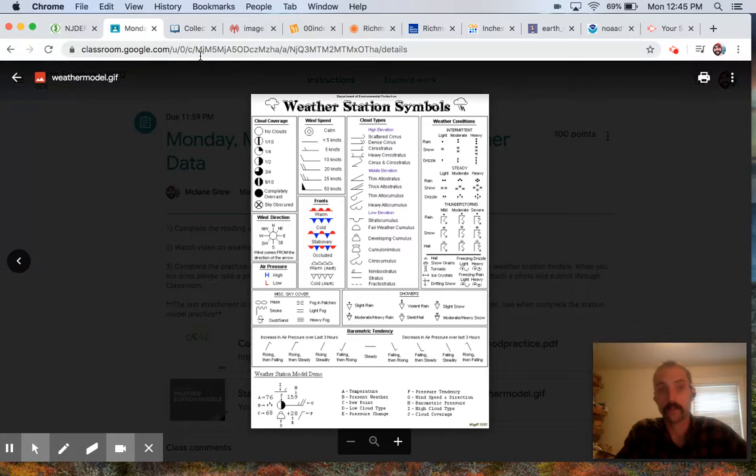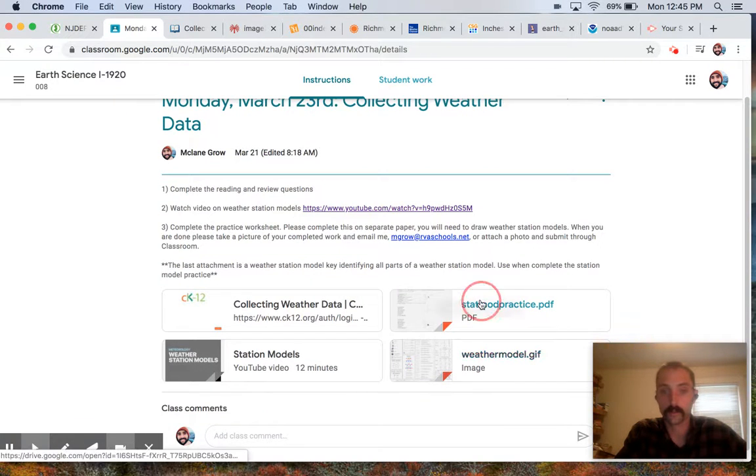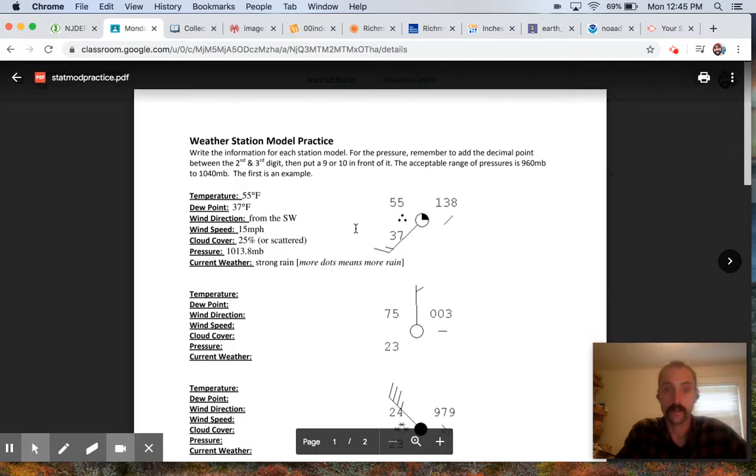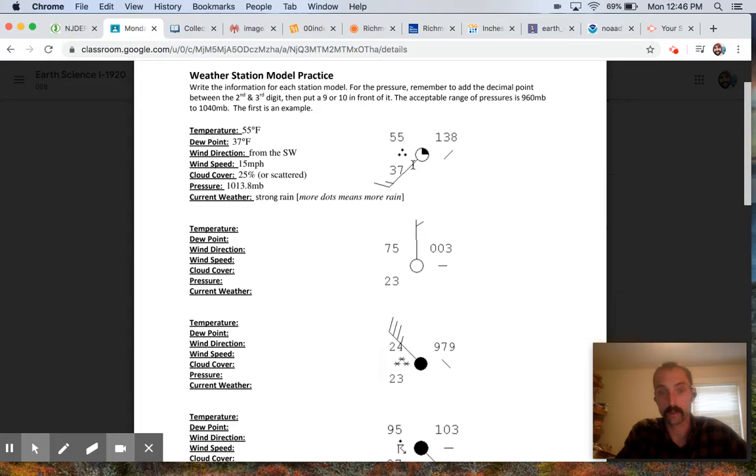So let's go ahead and interpret the first one together. Go back to our classroom for Monday, our classwork, excuse me, and go to station model practice. I think we've already identified that the temperature is at the top left, the dew point is in the bottom left, pressure is in the top right, the current weather is in the middle between temperature and dew point, and then you have wind direction, which is the long line coming off the circle. Wind speed would be the barbs off of the long line. Cloud coverage is how much of that circle is colored in. And then sometimes you may see symbols over here. This is showing the barometric trend.